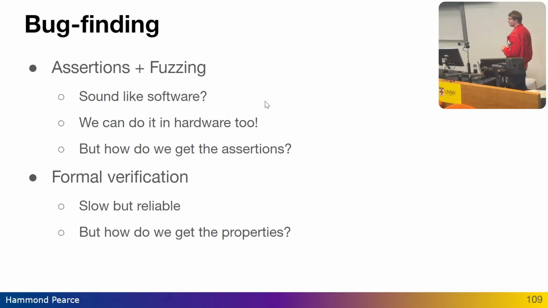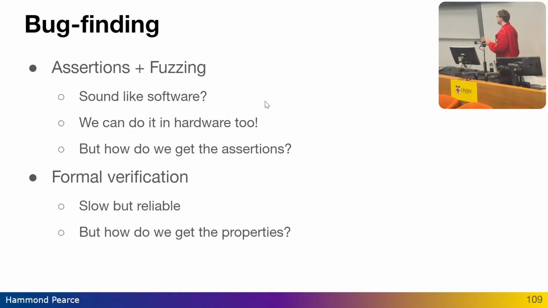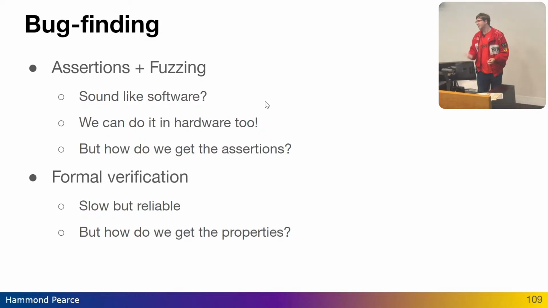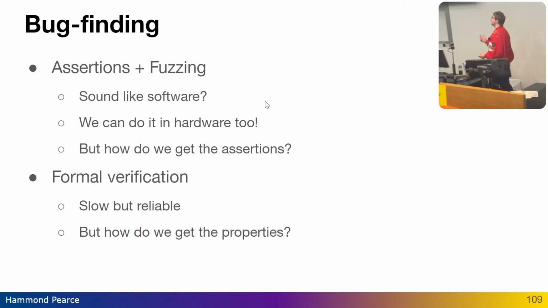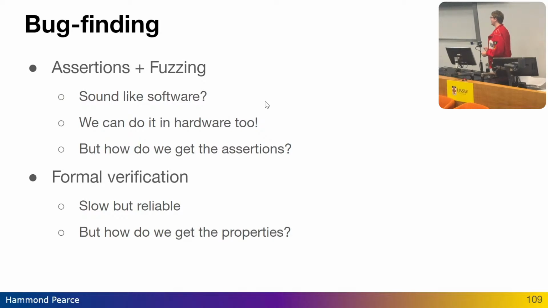And then similarly, we can do formal verification, which again, we can do that in the software space. It's no surprise that we can do it in the hardware space as well. It's very slow, it's very computationally difficult, but it is very reliable. If you're able to formally verify something, you have proven without a shadow of a doubt that at least your properties are correct. But how do you get your properties? It's the exact same problem. It's difficult to write them, it's difficult to know what they are, and it's difficult to know that a property as specified actually prevents the bug that you're trying to prevent, which is the same problem as in the universe of software.